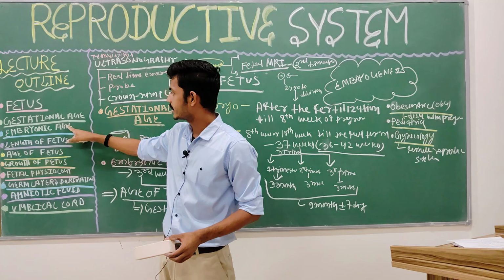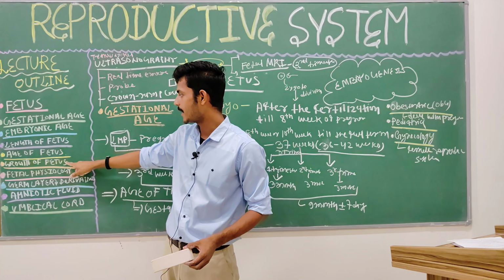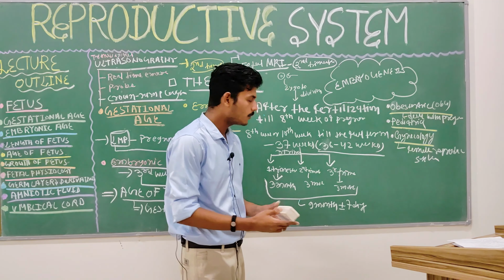Now, once we have defined the fetus, gestational age, embryonic age, length of the fetus, age of the fetus, it's time to talk about the growth of the fetus. How a fetus is growing. Till here, do you have any doubt? Very good. If you have any queries, any doubt, you can comment down. We will answer your queries.